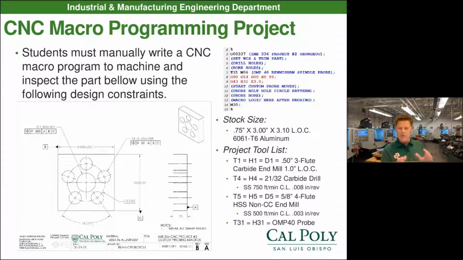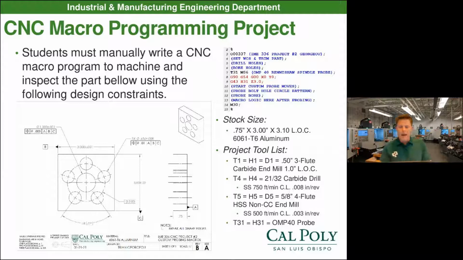So that's their job, is they have to write a program. And they're given 3 tools to do this, and actually 4, because the probe is technically a tool, right? So they're given a 1/2-inch end mill. They're given a 21/30 carbide drill. I have a bunch of those donated. That's why we're using that carbide drill. Realize you could do this project with any type of tooling. You just have to change your feeds and speeds a little bit and the size of your tools. That's it.